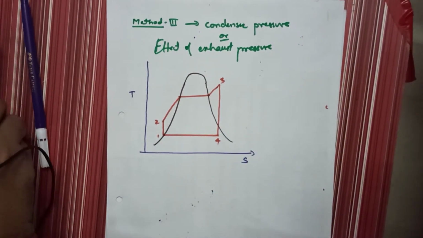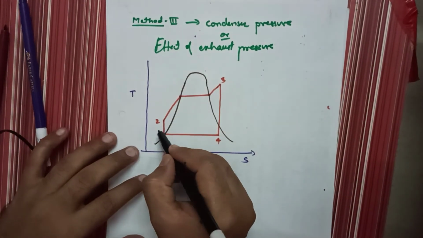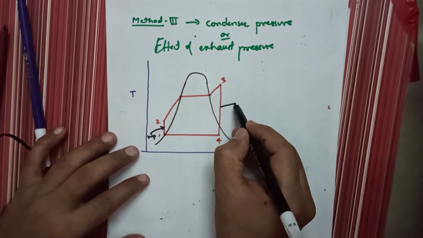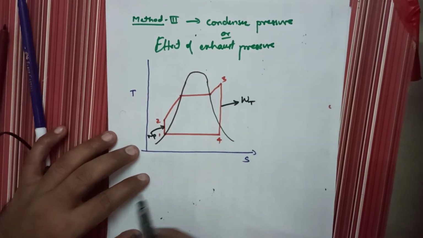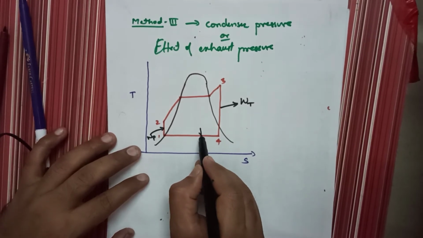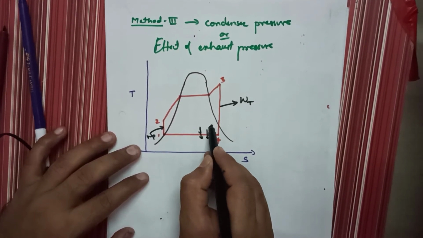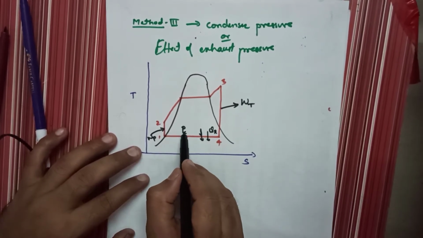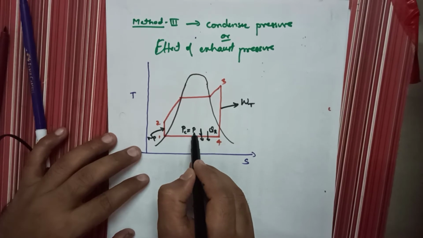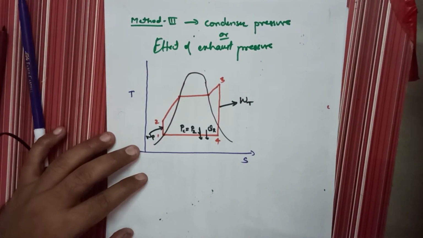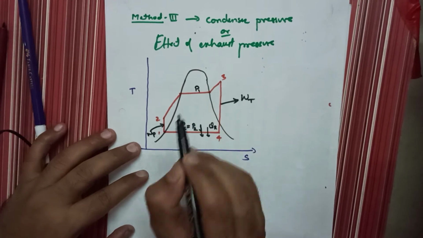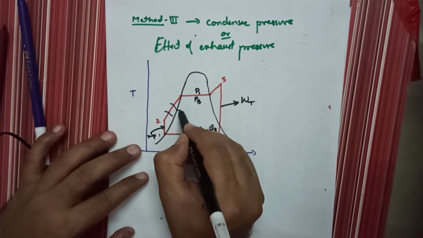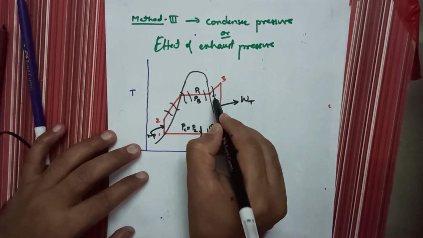So 1 to 2 is what? Sorry, 1 to 2 is work done on the pump, that is WP. 3 to 4 is work done by the turbine. 4 to 1 is heat rejected, QR. Where is the heat rejected? In the condenser. The condenser pressure is PC, I will take it as P2. P2 is the heat rejection pressure, and P1 is the boiler pressure, or PB. From 2 to 3, heat is added, heat supplied.